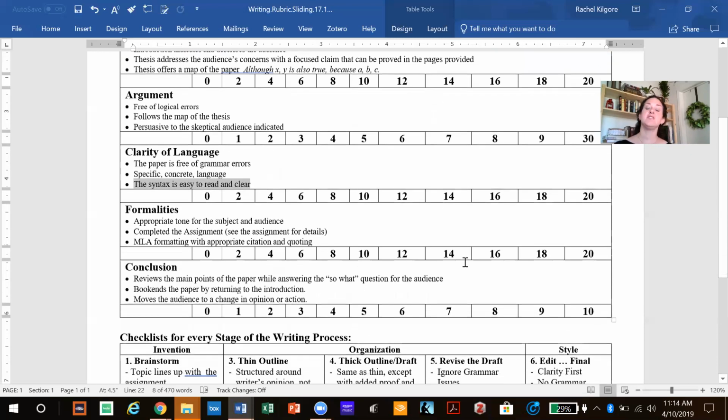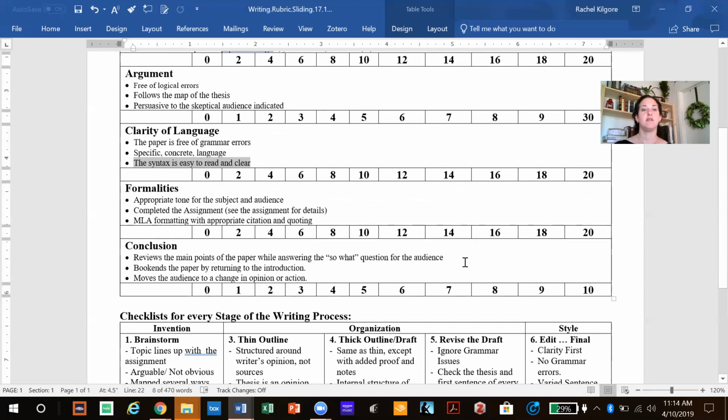Formalities, very simple. Do the assignment. If you don't do the assignment or don't have an academic tone or don't use MLA formatting, you lose points off of this category gradually. If you complete assignments, if you have an academic tone, if you have cited everything and you have your works cited page and it's all in order, that's an easy A in this category. So that's all that's to be said about formalities.